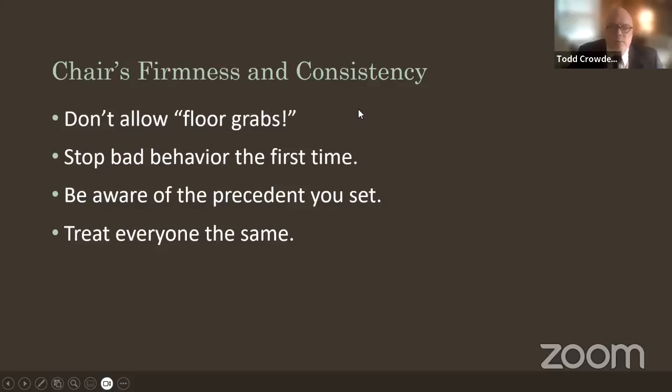When it comes to the chair's firmness and consistency, it is important that the chair not allow floor grabs. A lot of times in a contentious group, you will have someone just decide that they want to start talking. They've got something they've got to get off their chest. They just can't stand it another second, and they stand up and just start talking. They don't seek recognition. They don't say, Mr. Chairman, and wait to be recognized. They just say, excuse me, I have something I have to say. And they just start speaking. And a lot of times the chair is so surprised they don't immediately shut them down. But it's important that the chair not allow that.